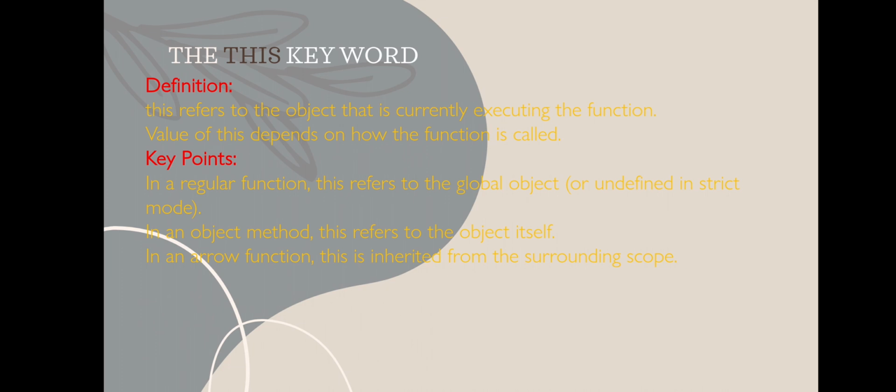The importance of this keyword. Definition: this refers to the object that is currently executing the function. The value of this depends on how the function is called. Key points: in a regular function, this refers to the global object. In an object method, this refers to the object itself. In an arrow function, this is inherited from the surrounding scope.